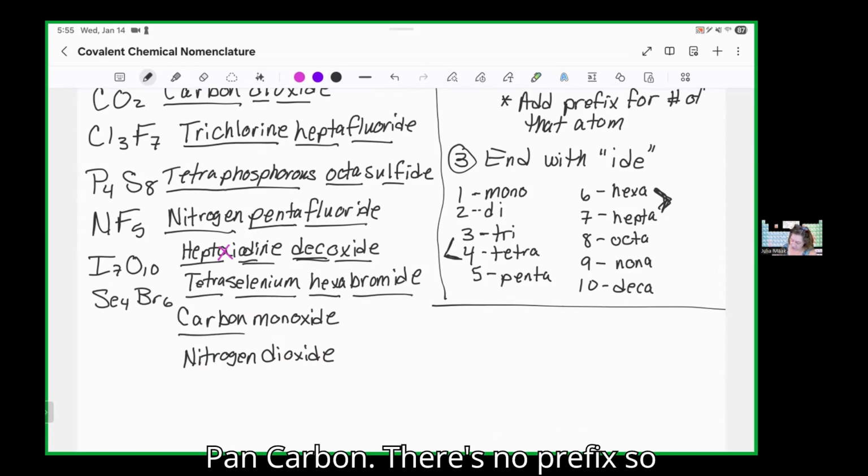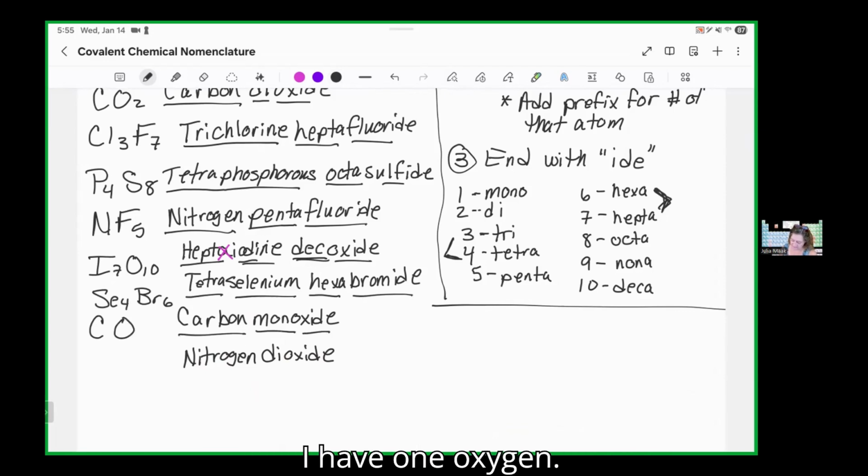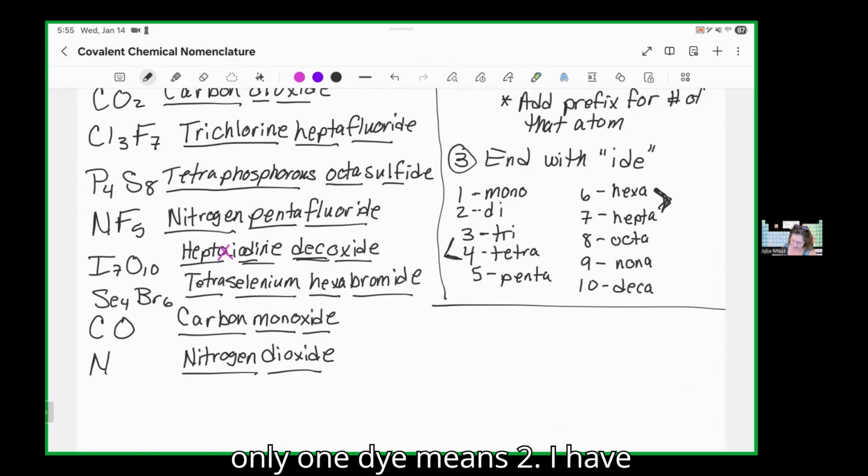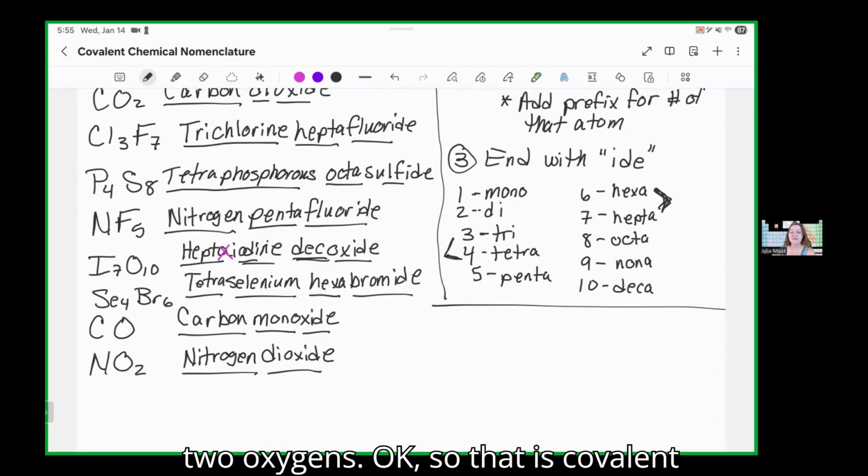Carbon, there's no prefix, so I have only 1. Mono means I have 1 oxygen. No prefix on nitrogens, there's only 1. Di means 2, I have 2 oxygens.